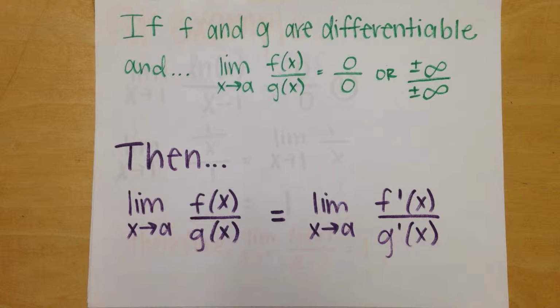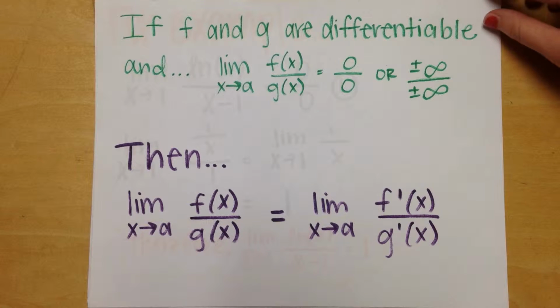L'Hopital's rule states that if f and g are differentiable and the limit as x approaches a of f of x over g of x is 0 over 0 or infinity over infinity, then the limit as x approaches a of f of x over g of x is equal to the limit as x approaches a of the derivative of f of x over the derivative of g of x. In other words, if the limit of a function is 0 over 0 or infinity over infinity, you can simply take the derivative of the top and bottom separately and find its limit to determine the limit of the original function. Let's try an example.